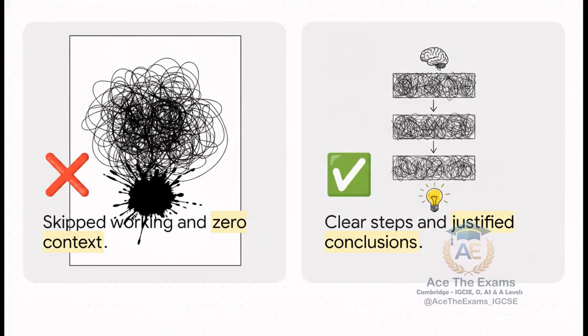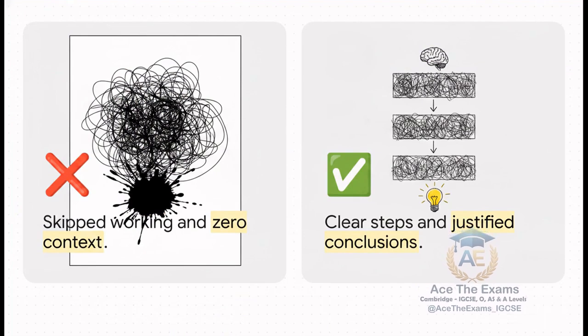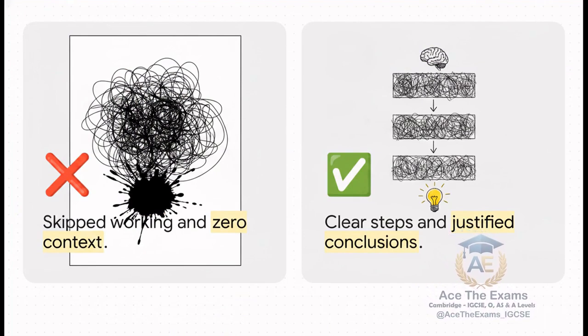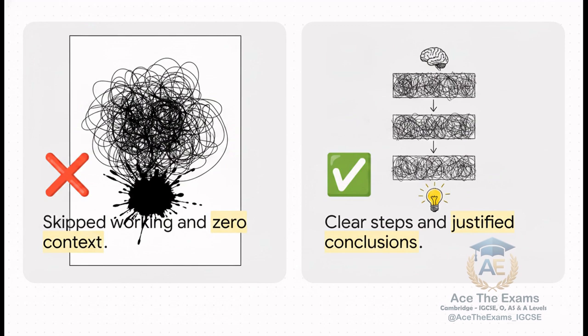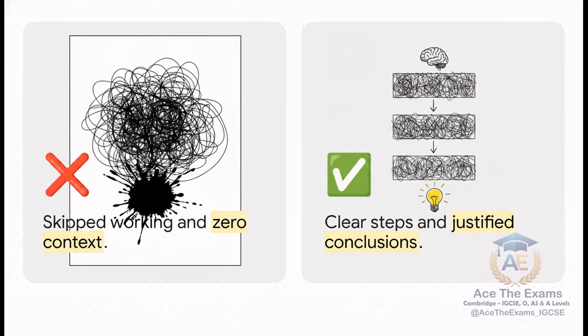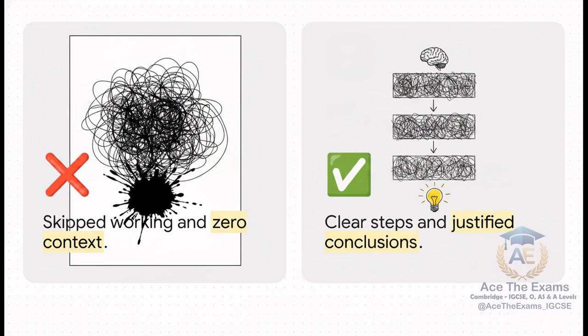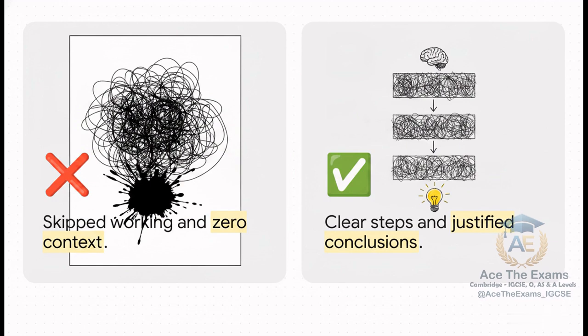Let's play a quick game of Spot the Error. Consider a flawed approach for a second: skipping your working out, landing on the totally wrong final answer, and providing 0 context. Honestly, that is a devastating combination. Now, compare that to an elite A-star answer. Clear steps, strict conventions followed to a T, and properly justified conclusions.